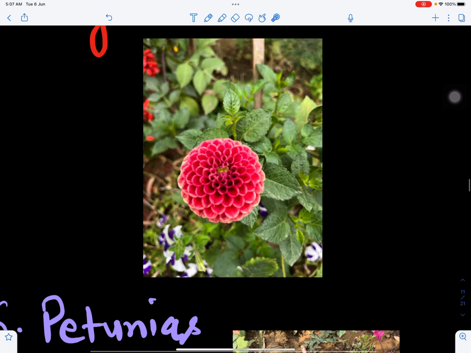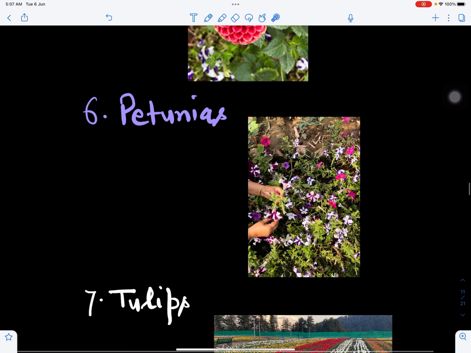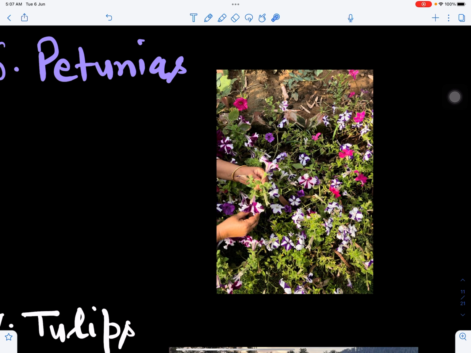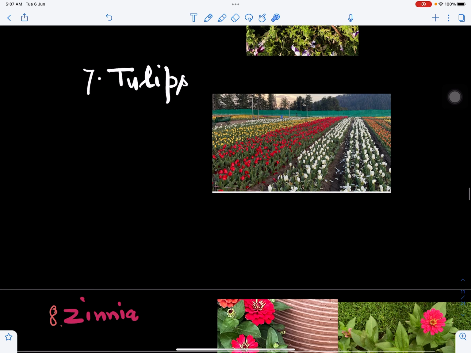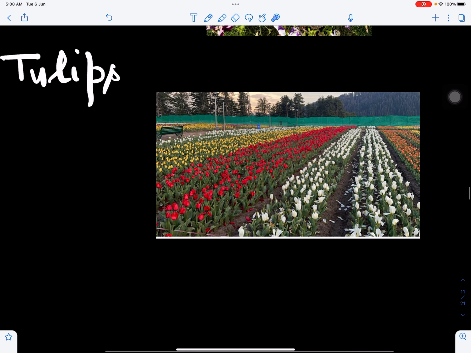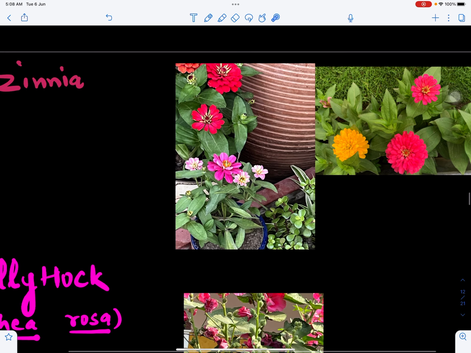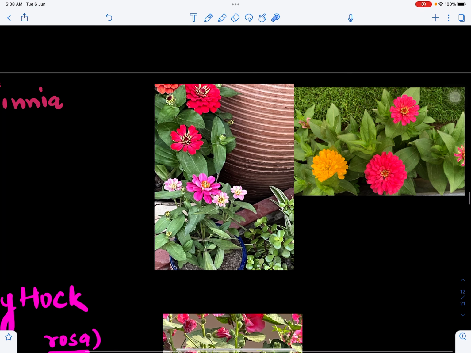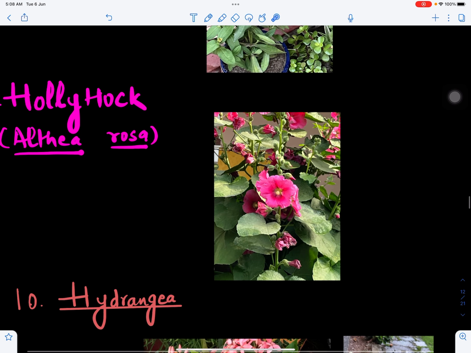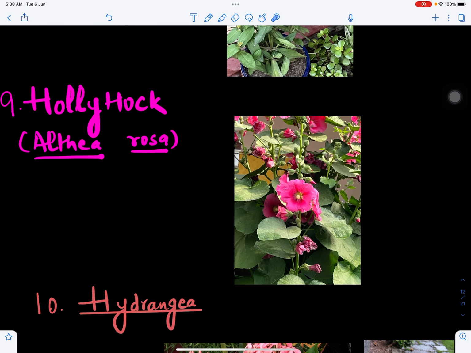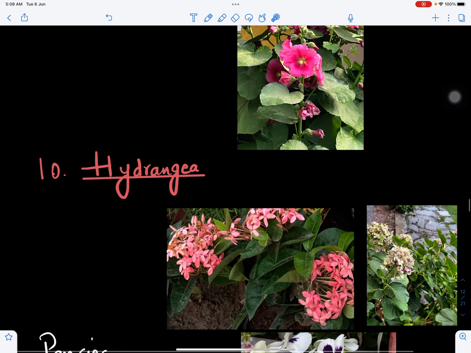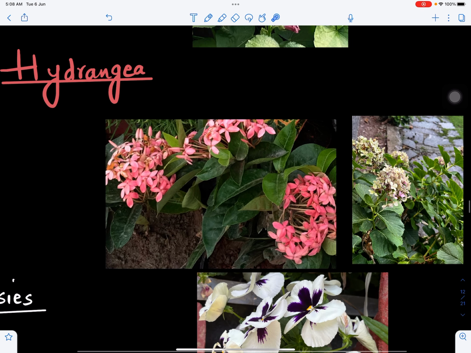Then chrysanthemum, quite a big flower. Different colors of petunias, hybrid petunias. They can be desi petunias. Then tulips, different colors of tulips in the garden. Zinnia, again of different colors, very beautiful to look at. Alcea rosea, hollyhock, a big, sturdy flower. Then hydrangea, these are different colors of hydrangea. Both are hydrangea.